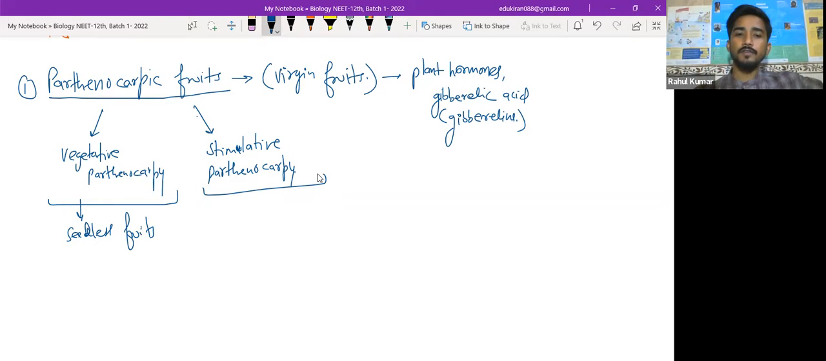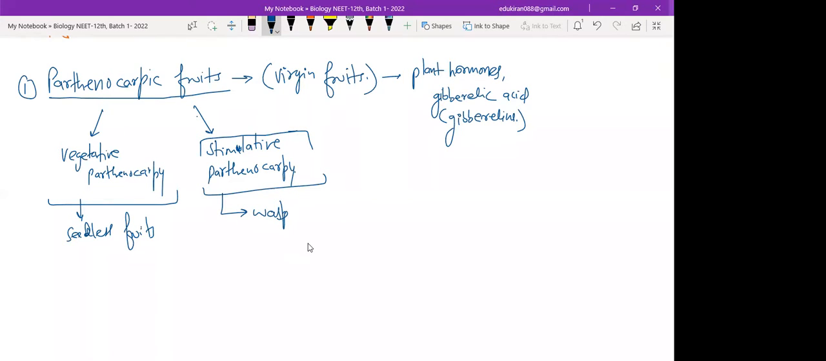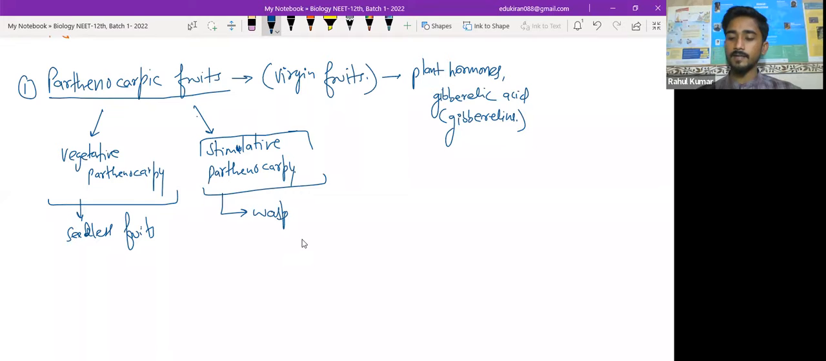So how do we achieve fruit? How is the fruit developed then? This is what humans can do. To achieve stimulative parthenocarpy, like it has been seen in nature also, you know, there is a wasp. How many of you know wasp? It's an insect, right? It looks like a bee, but it's not a bee, it's a wasp.